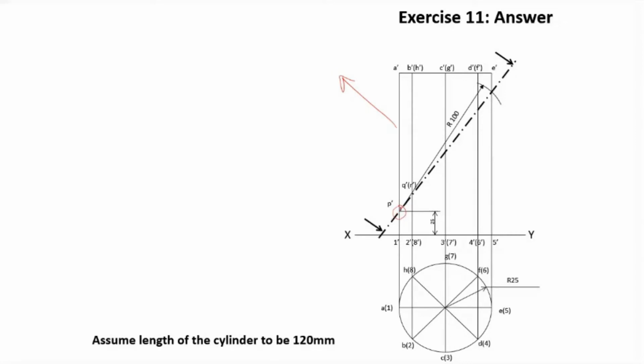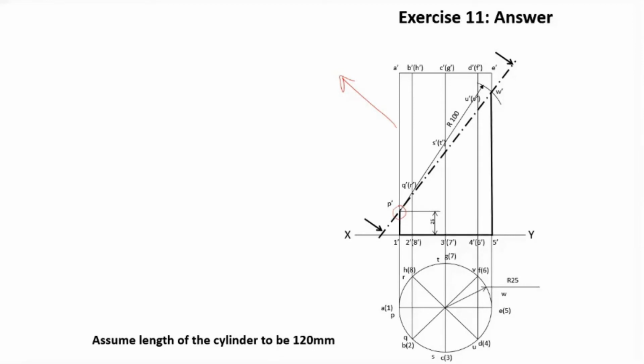Before that, we mark all the points P dash, Q dash, R dash, S dash, T dash, U dash, V dash, and W dash. That is all the points generated by the intersection of the section plane with the generators. All those points are marked. Now those points are marked in the top view also: P, Q, R, S, T, U, V, W. All the points are marked.